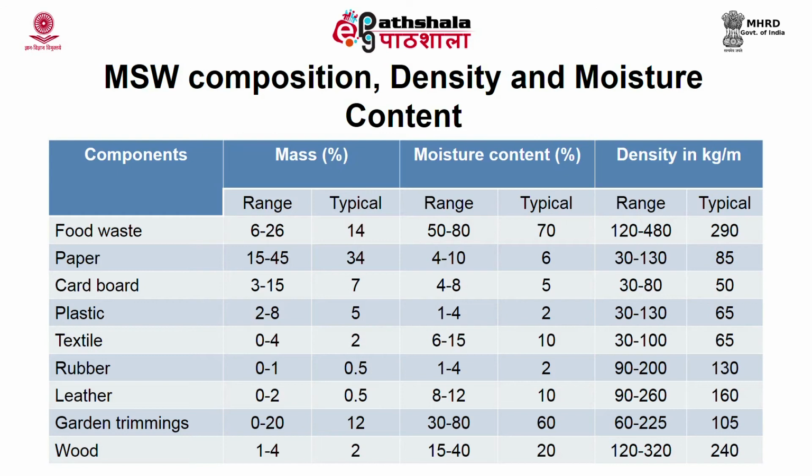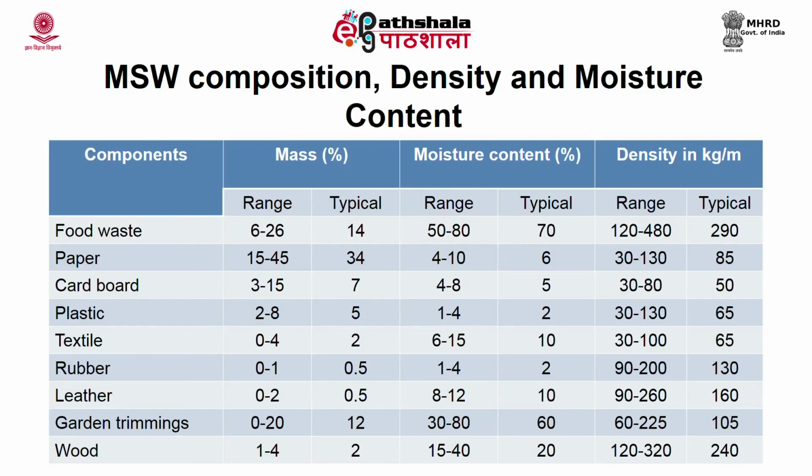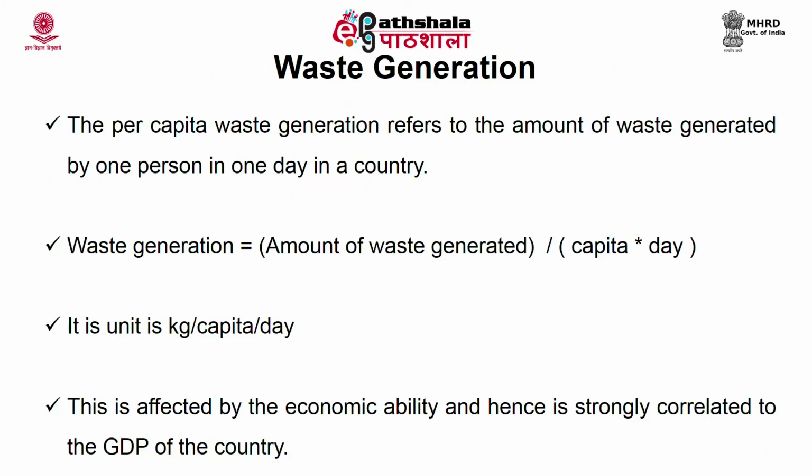From the table, if you see, the maximum moisture percentage is contributed by food waste followed by yard trimmings, and density wise the highest density is contributed by food waste and followed by wood and other miscellaneous organic substances. The lowest moisture content is present in plastics, rubber, glass and other non-ferrous metals, and the low density materials include cardboard, plastic and textiles.